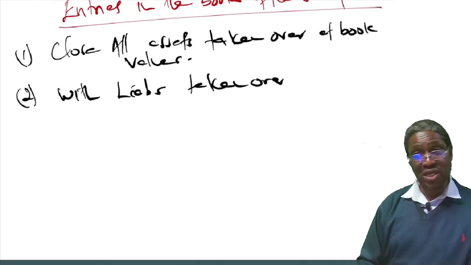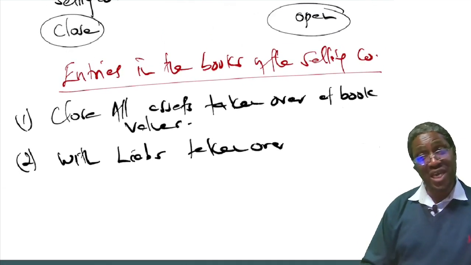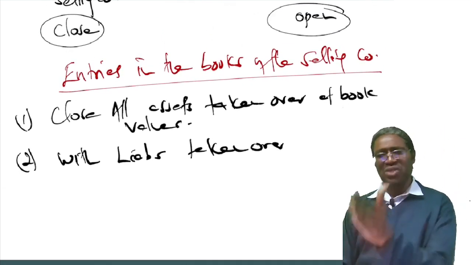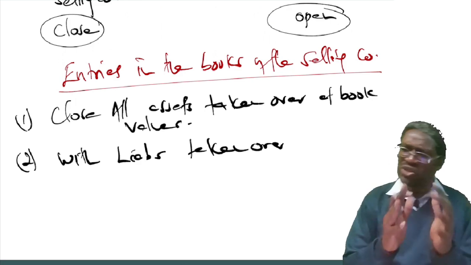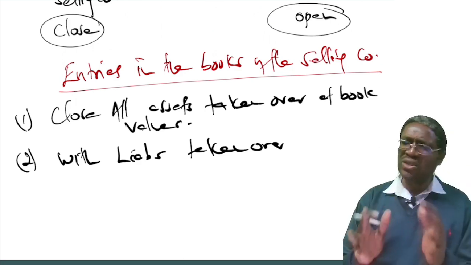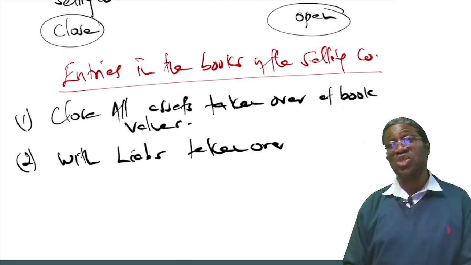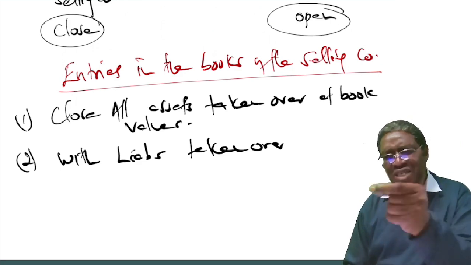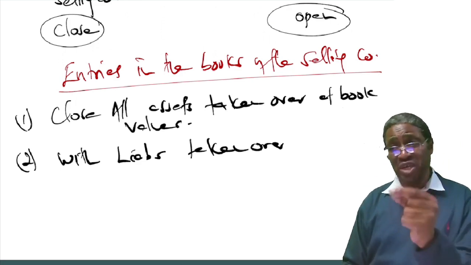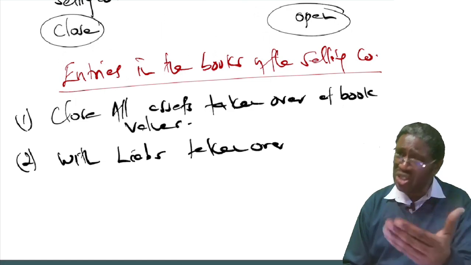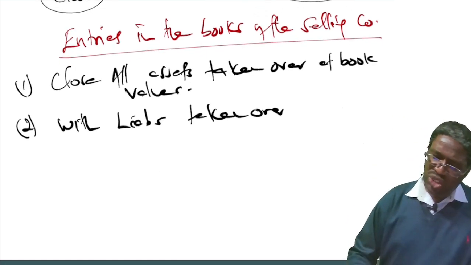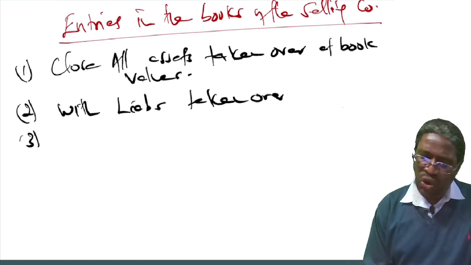We go to step number 3 now. What is it about? Listen, you as company A are selling your business to company B. There must be something which you as company A are charging company B. Whatever it is that you are charging company B, that is what we shall be calling the purchase consideration.